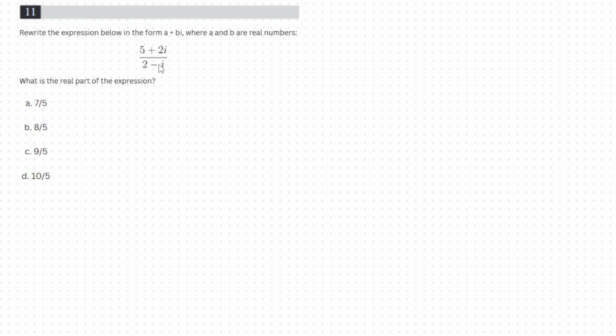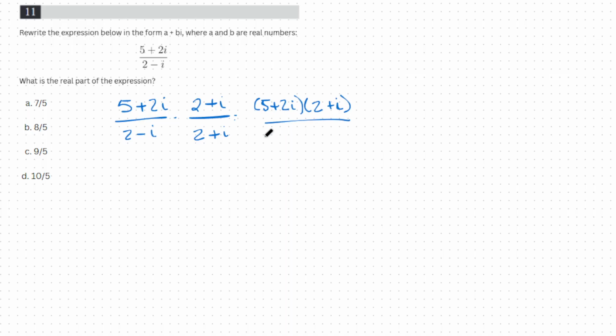So first, since we have imaginary numbers here, let's try to simplify this down further and see what we're looking at. So we have 5 plus 2i over 2 minus i. We'll multiply each side by the conjugate of our denominator, which is going to be 2 plus i on both the top and the bottom. So what we'll end up having is 5 plus 2i times 2 plus i over 2 minus i times 2 plus i.